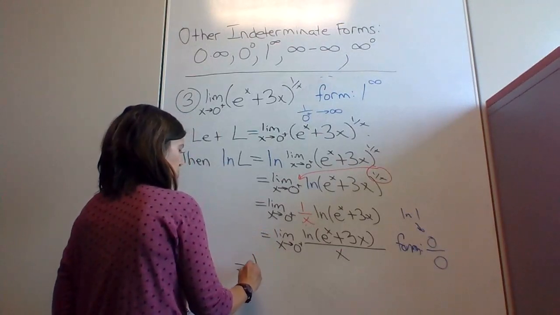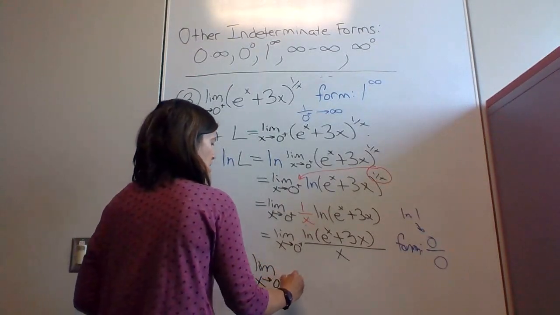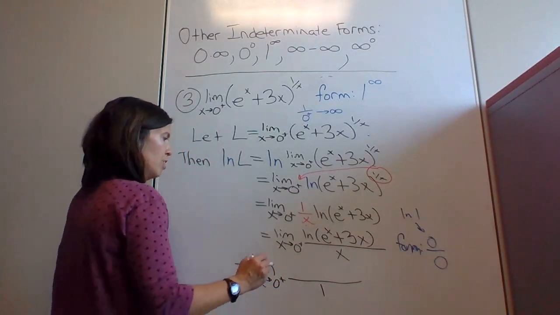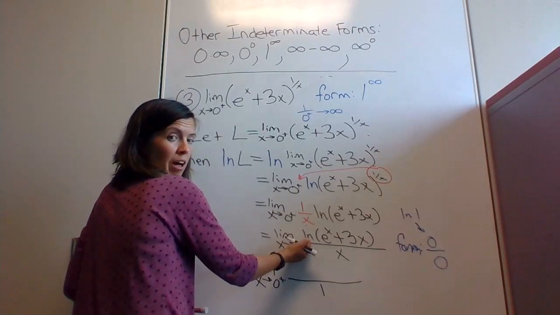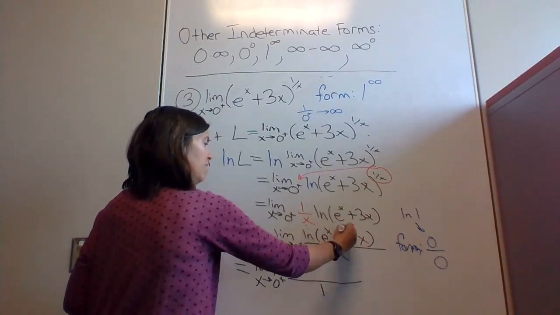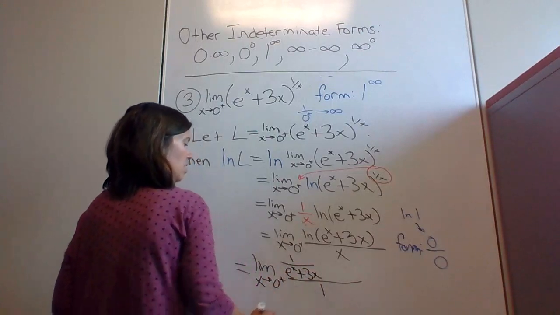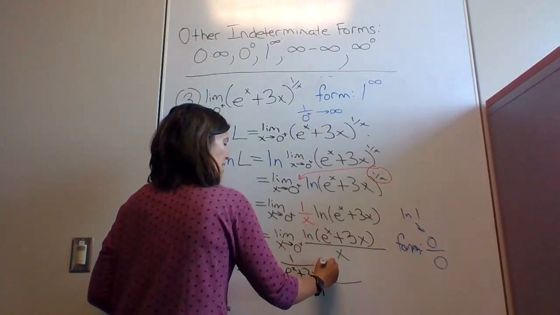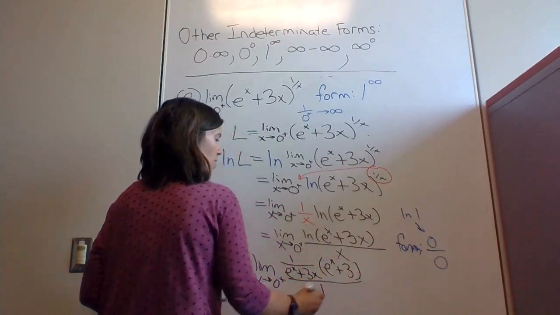So this is equal to, I'm going to write bigger this time, the limit as x approaches 0 from the right of the derivative of the bottom, which is just 1. We'll do the easy part first. Derivative of the top: we have to use the chain rule. So differentiate the natural log function first. The derivative of the natural log function is just 1 over, leave the inside alone, so e to the x plus 3x, times the derivative of the inside. The derivative of e to the x is e to the x, plus the derivative of 3x, which is 3.